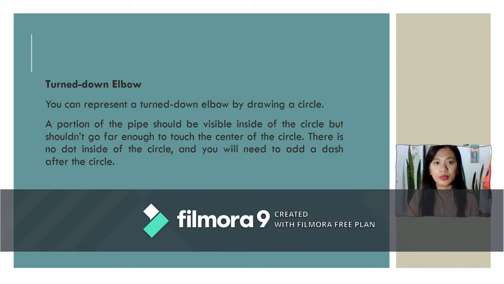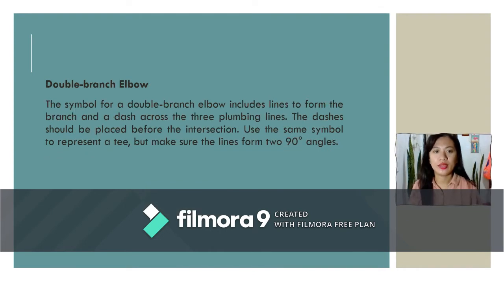Turned down elbow. You can represent a turned down elbow by drawing a circle. A portion of the pipe should be visible inside of the circle but shouldn't go far enough to touch the center of the circle. There is no dot inside of the circle, and you will need to add a dash after the circle. Double branch elbow. The symbol for a double branch elbow includes lines to form a branch of a dash across the three plumbing lines. The dashes should be placed before the intersection. Use the same symbol to represent a T, but make sure the lines form two 90 degree angles.